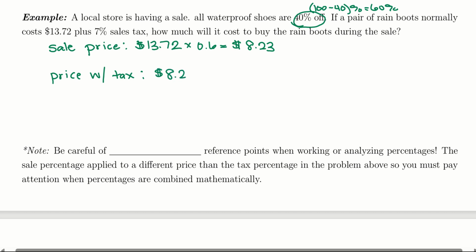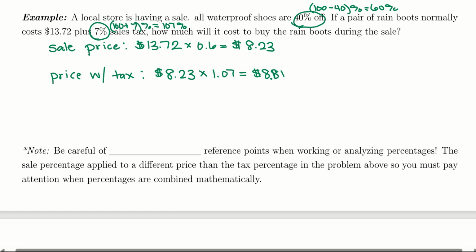So this price with tax, I'm going to take what I paid for the goods, which is $8.23. I'm going to pay 7% on top of that price. So that's 100 plus 7%, which is 107%. As a decimal, I can write as 1.07. That gets me the price with tax as $8.81.